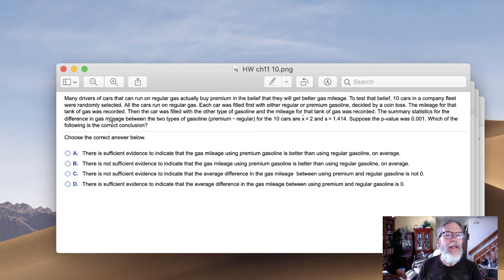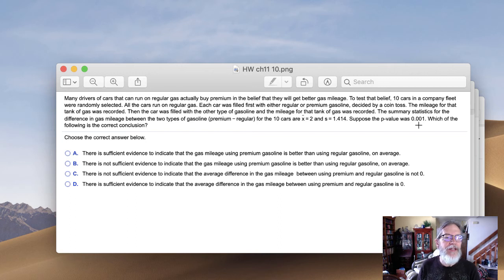All right, many drivers wonder about regular versus premium gas and want to see which is better. Okay, 10 cars randomly selected, all cars are regular. Each was filled with either regular or premium first, decided by coin toss, and mileage was recorded for that difference. Okay, ooh, we are doing paired again. Each car is run both with and without. There's that p-value again, a tiny number, so it means we're going to reject the null hypothesis.